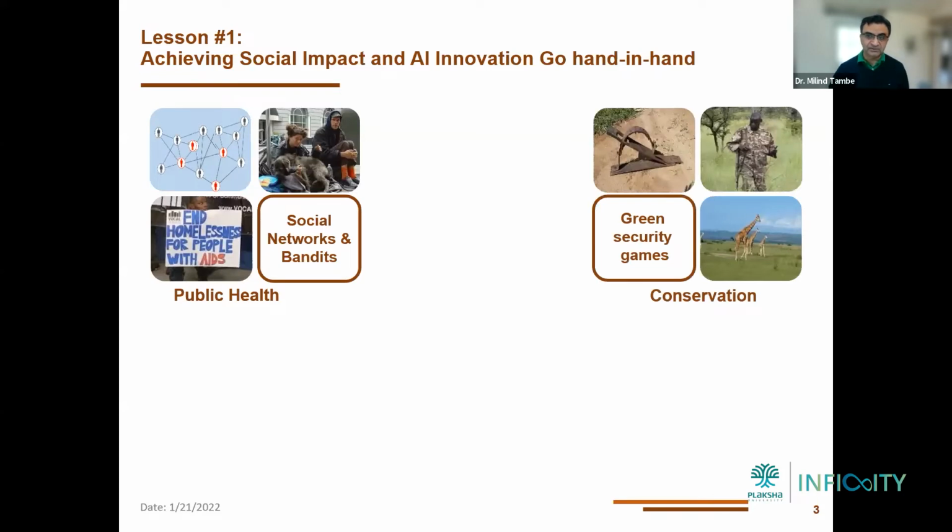With respect to conservation, we have large conservation areas to protect, and a limited number of ranger resources. A concrete example is work we've done in Uganda and Cambodia, where harnessing past poaching data, we are able to predict where poachers set traps or snares, and for the past several years have been able to remove thousands of these snares. This work required innovation in the area of green security games, which combines machine learning and game theory.